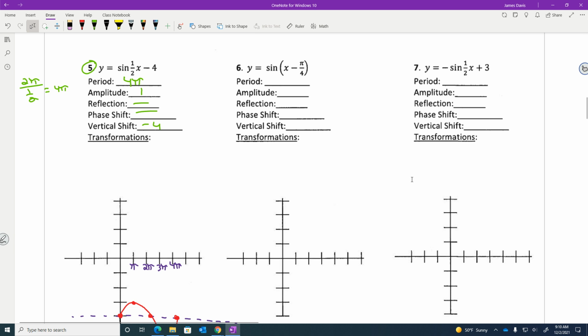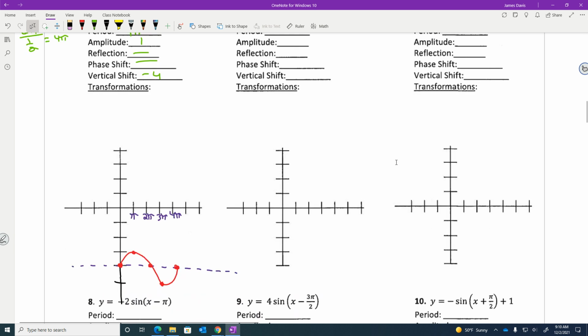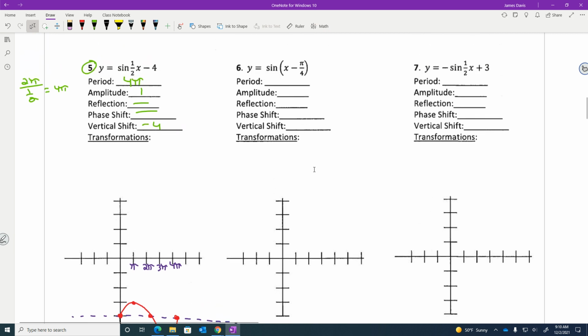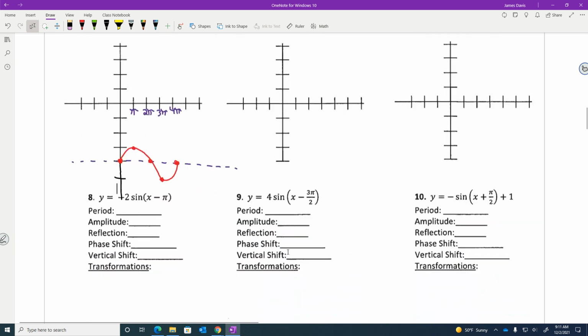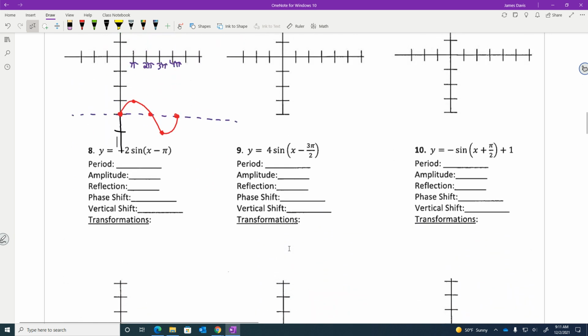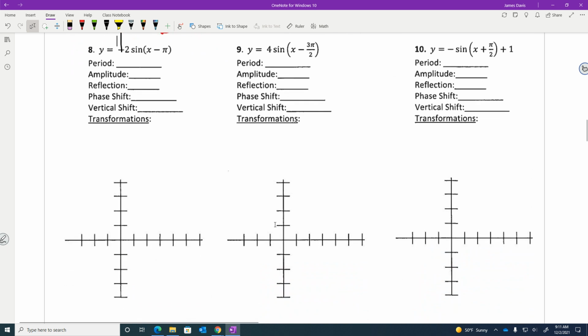All right, let's try one with a phase shift here. Let's do number 9. This one's got a lot going on. It's getting a little harder here. Take a second and go ahead and fill in these on number 9. Fill in those transformations.